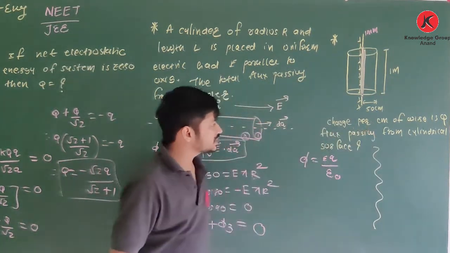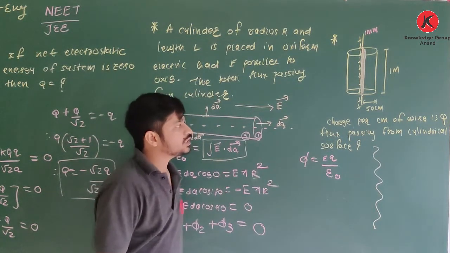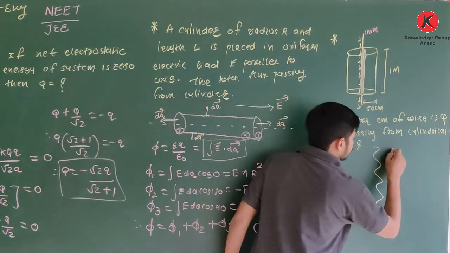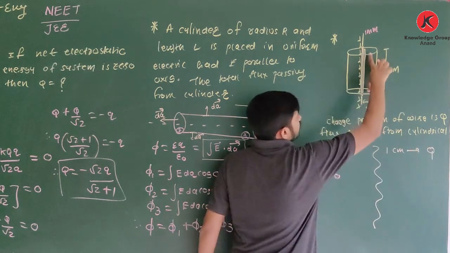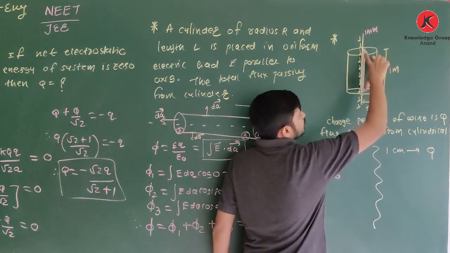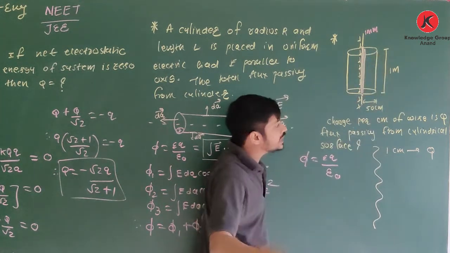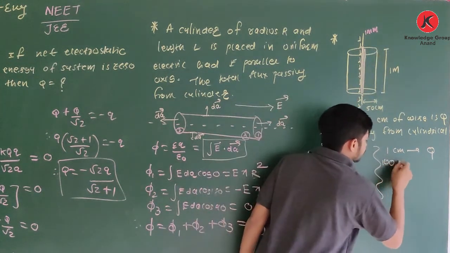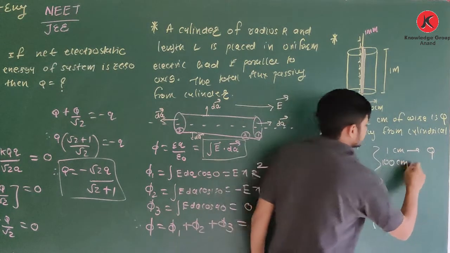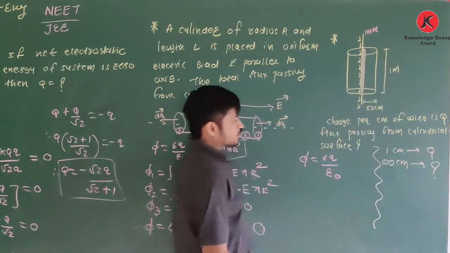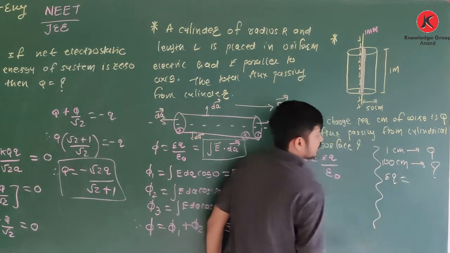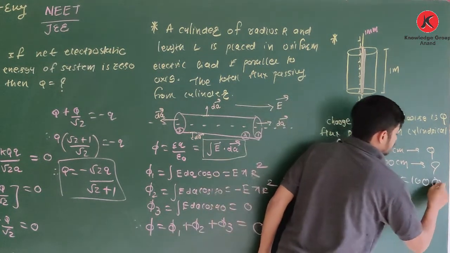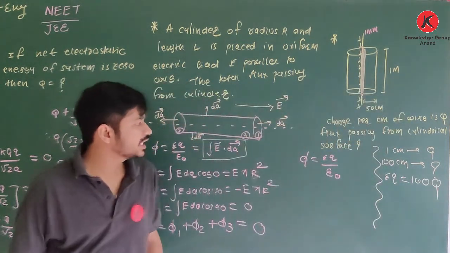You are given one relation. Charge per centimeter of wire is q. So for 1 centimeter, charge is q. What is the length of this cylinder? 1 meter. So what is the length of wire inside the cylinder? It is 1 meter, and 1 meter means 100 centimeter. So for 100 centimeter, what is the charge? Obviously, sigma q is equal to 100 q.